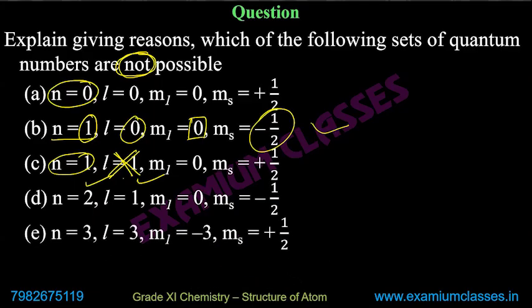Next, this one is very easy. We have done this one similar to this one. Tell me the answer in the chat box, and why, with reason. So what is the question? Question is whether it is possible or not. If possible, then write possible. If not possible, then you need to give me the reason.